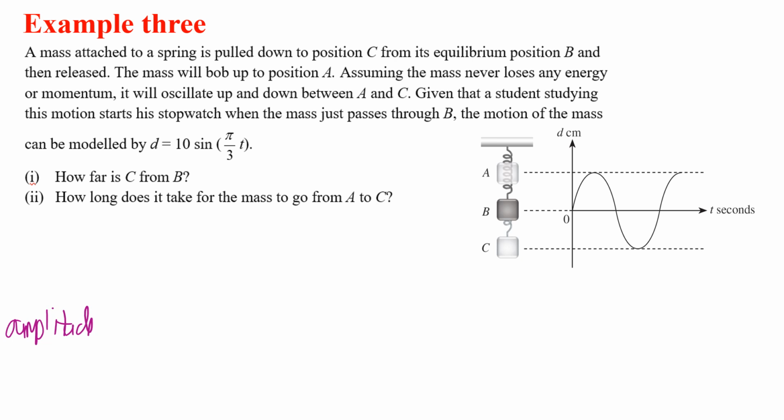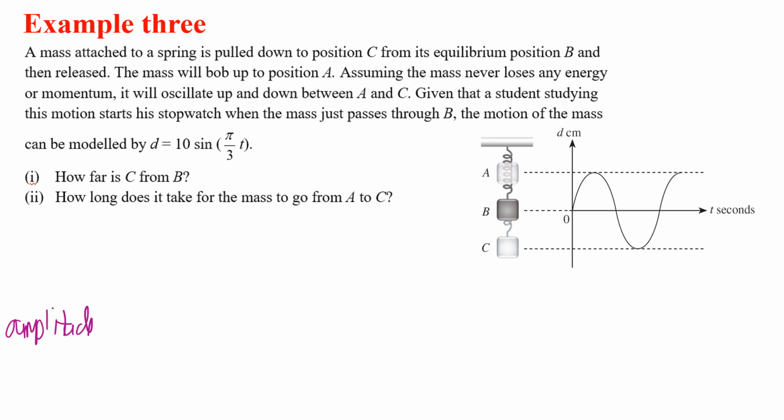The mass will bob up to position A. Assuming the mass never loses any energy or momentum, it oscillates up and down between A and C, so it forms a sine curve. Therefore, the sine curve is d equals 10 sine (pi over 3 t). So how far is C from B?